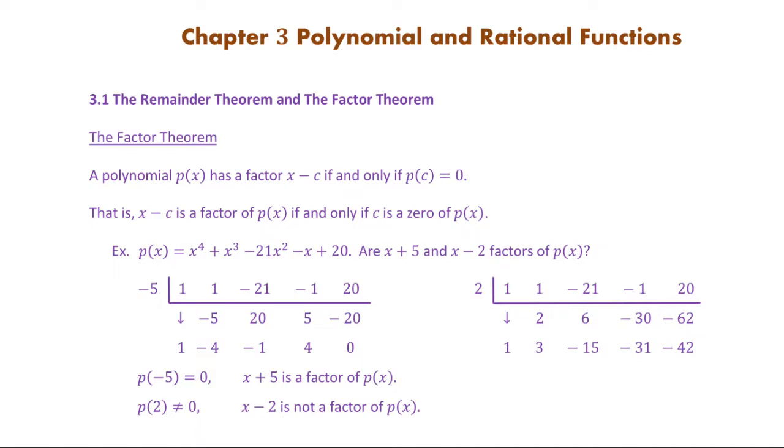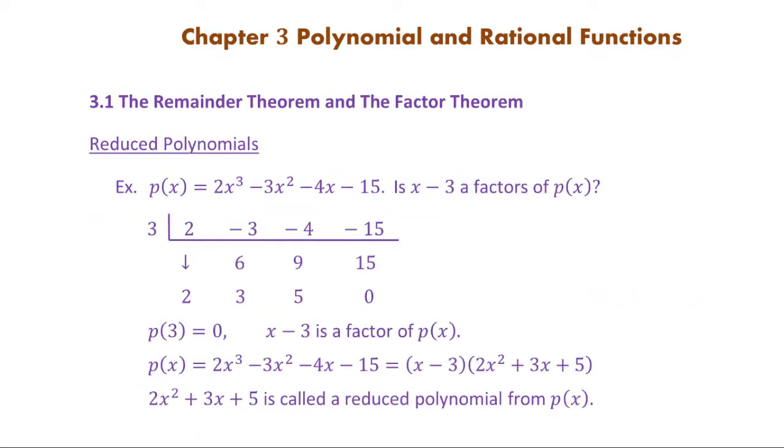So this time you don't get a 0 for the remainder. So that means x minus 2 is not a factor of the polynomial p, right? Or you can say p of 2 is not 0, okay? Any questions? No question. Let's go to the next page.